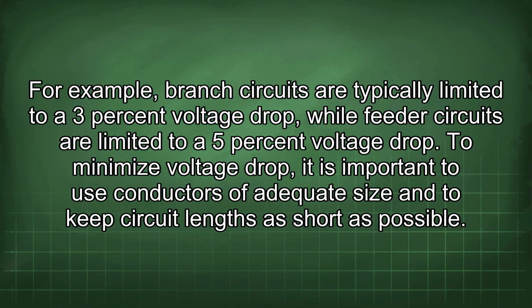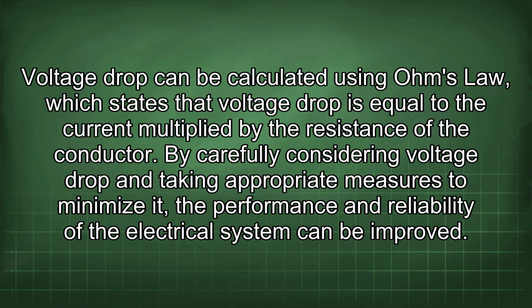To minimize voltage drop, it is important to use conductors of adequate size and to keep circuit lengths as short as possible. Voltage drop can be calculated using Ohm's law, which states that voltage drop is equal to the current multiplied by the resistance of the conductor. By carefully considering voltage drop and taking appropriate measures to minimize it, the performance and reliability of the electrical system can be improved.